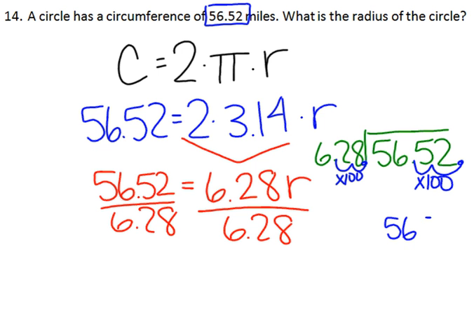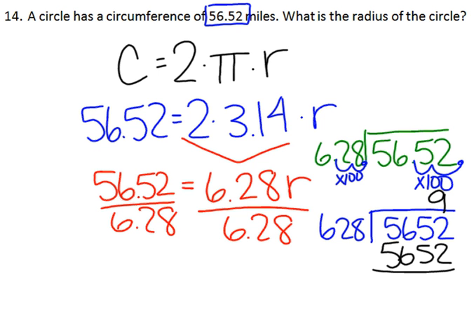So 5,652 divided by 628. And then when we work that out, that actually goes in evenly 9 times. So we get a value of 9 equals the radius. And then we're going to put units on that, which would be miles. So 9 miles is equal to the radius.